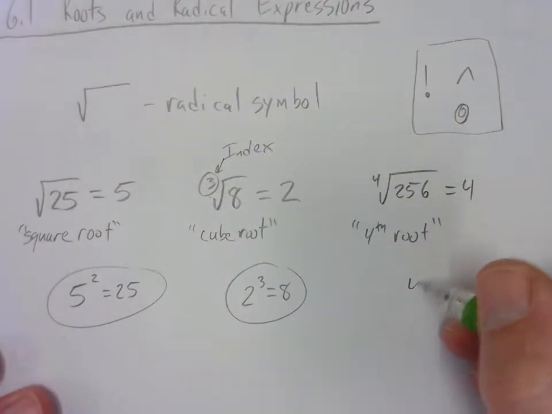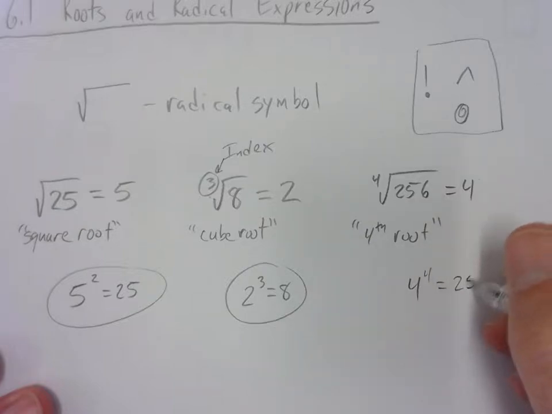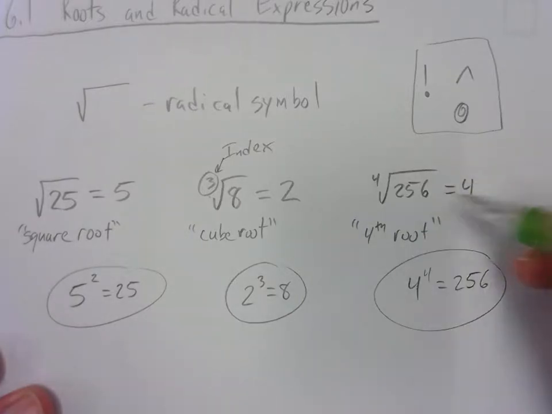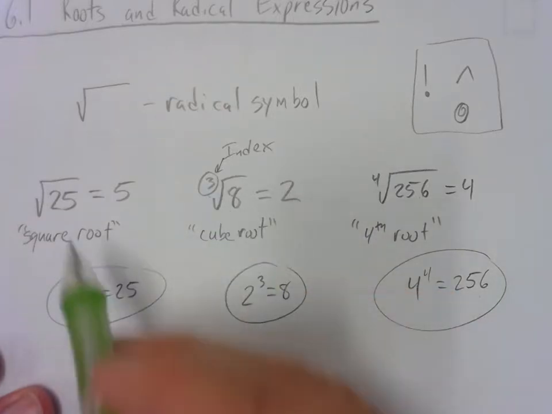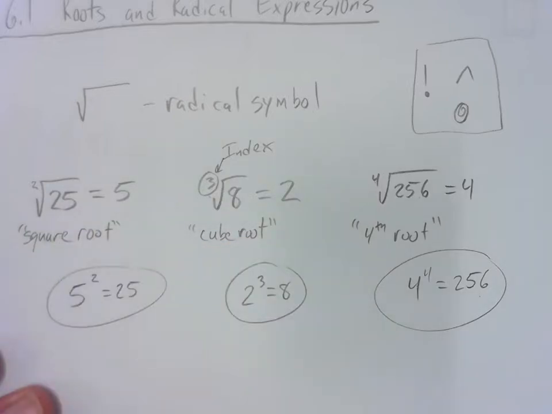And then 4 to the 4th power would be equal to 256. So that's 4 times 4, which is 16. And then another 4 times 4 would be 16. And 16 times 16 is 256. So that's the connection here. 4 to the 4th power, 256. 2 to the 3rd power is 8. And you could say there's an invisible 2 there. 5 to the 2nd power is equal to 25.